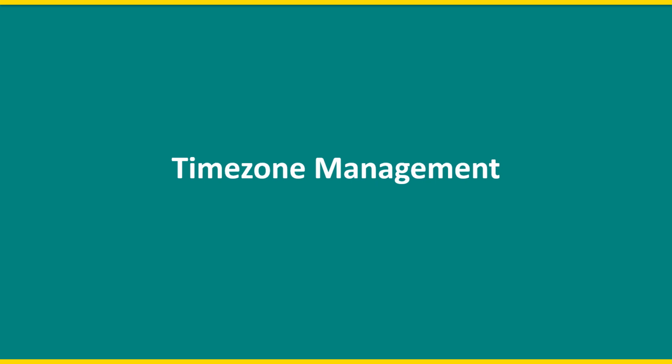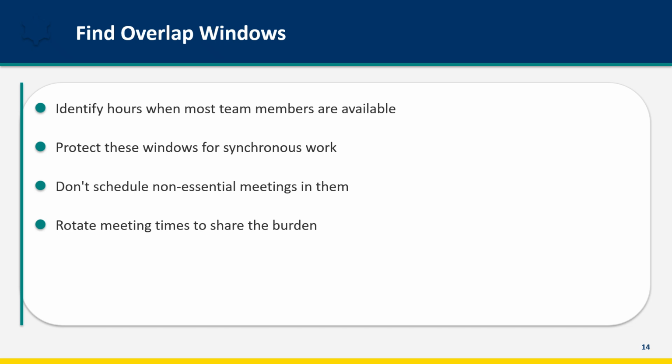When your team spans time zones, specific techniques help ensure everyone can participate effectively. Find overlap windows where most team members are available. These might be just a few hours per day. Protect these windows for work that truly requires synchronous communication. Don't waste them on status updates or information sharing that could be async. For meetings outside overlap, rotate times to share the burden. Don't always make the same time zone uncomfortable.